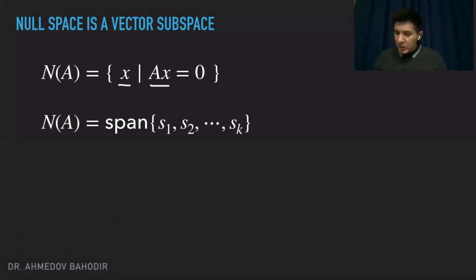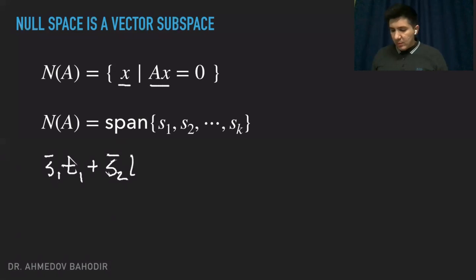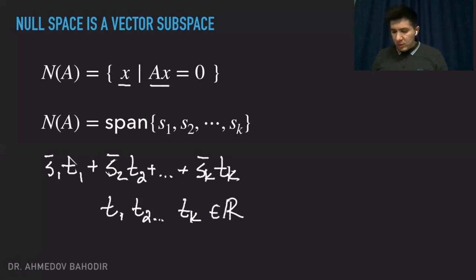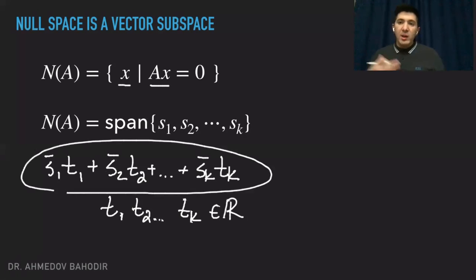In order to construct the null space, you take the special solution 1 and multiply it by some constant or parameter t1. You take the second special solution, and so on, plus sk times tk, for any values of t1, t2, and so on up to tk from the set of real numbers. I'm putting the bar over S to describe that S1 is a vector and t1 is a constant. You are linearly combining all of the special solutions in order to construct the whole null space. We say the null space has dimensionality k, because you need k special solutions in order to express it.